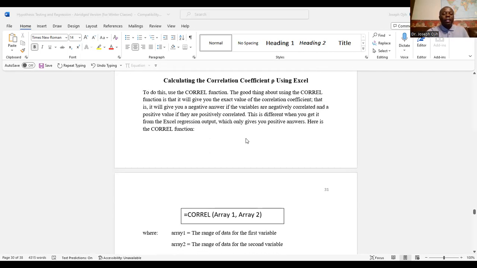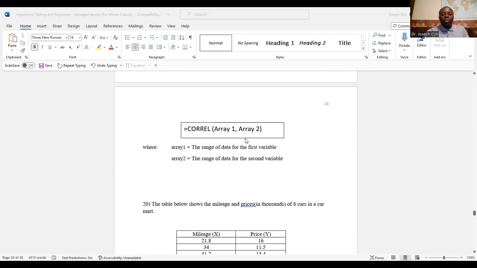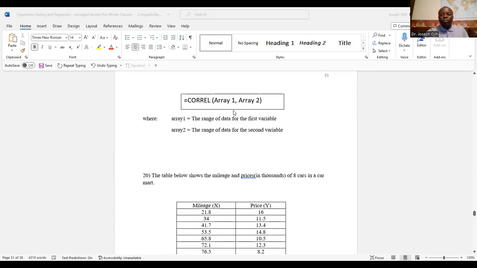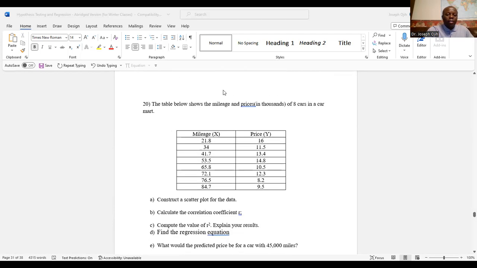But you can get the exact value of the correlation coefficient using what we call the CORREL function. This one will give you the value, and if it is negative, it will tell you that it is negative. If it is not, it will tell you that it's not negative. Let's apply it to this one.